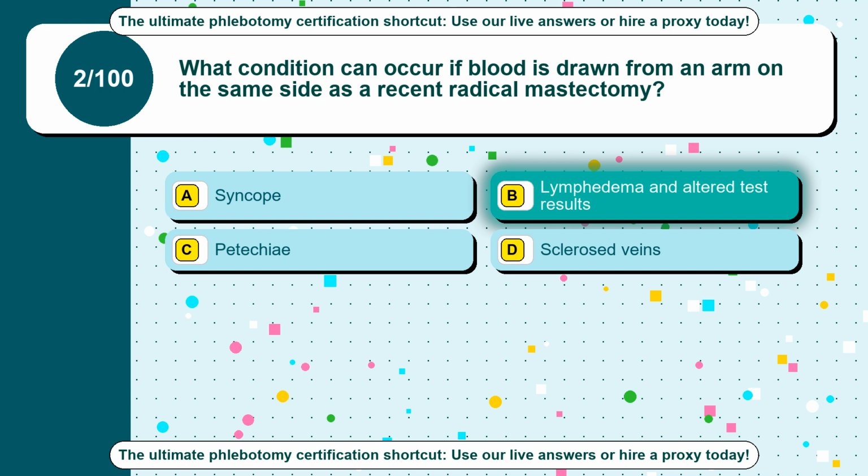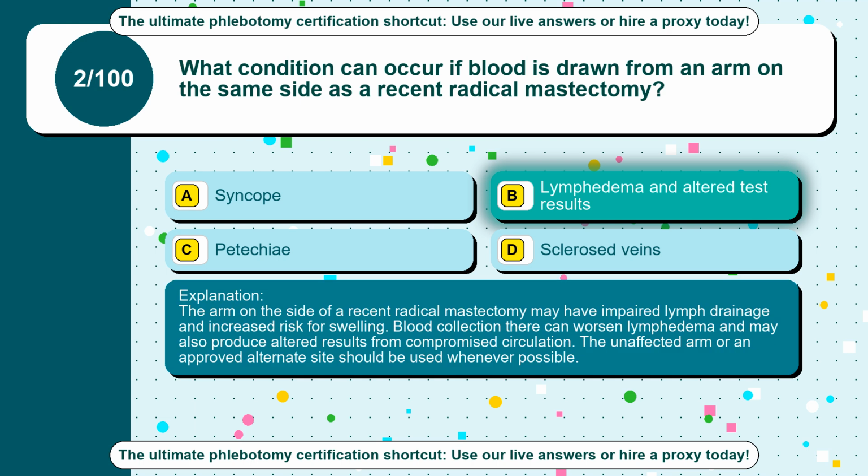Lymphedema and altered test results. The arm on the side of a recent radical mastectomy may have impaired lymph drainage and increased risk for swelling. Blood collection there can worsen lymphedema and may also produce altered results from compromised circulation. The unaffected arm or an approved alternate site should be used whenever possible.